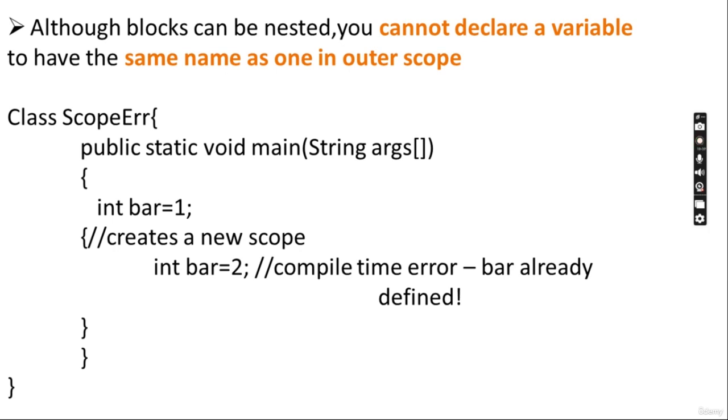So scope error, here is an example. Integer bar is equal to 1 and a new scope is created. So the inner scope will have the same data type, same variable name and a different value. Int bar is equal to 2. It will throw an error because this bar is visible to the outside bar. So you can rename the inside bar with a new name.